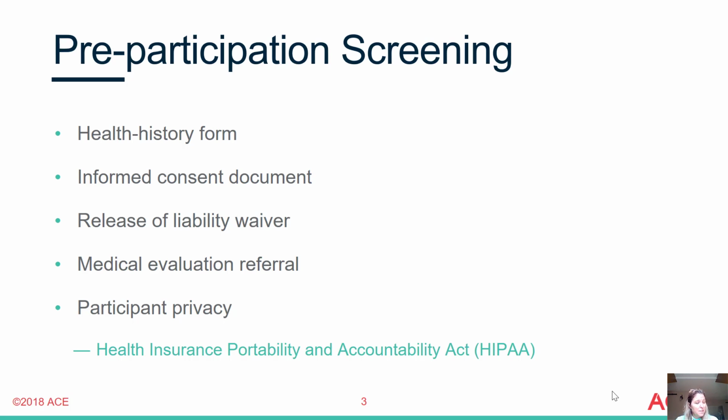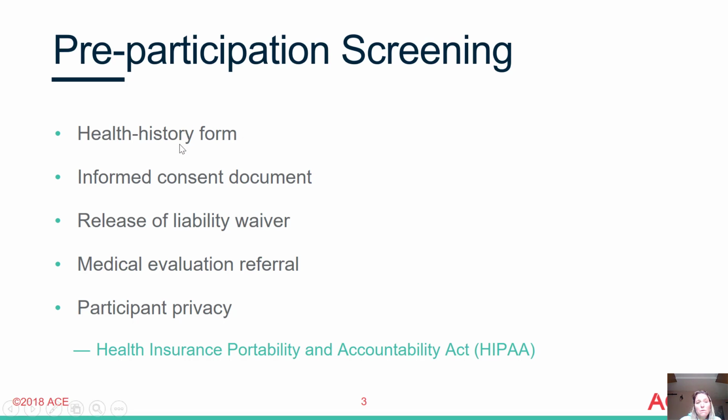Furthermore, group fitness instructors must make participant privacy a priority. All the information that we're gathering on each of these forms is personal health information, so it is protected by HIPAA, the Health Insurance Portability and Accountability Act. We're gathering personal health information from the participants in our classes, so we have to keep that information private.